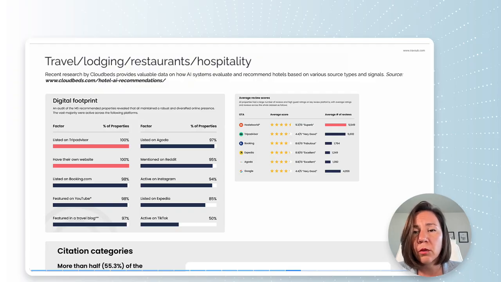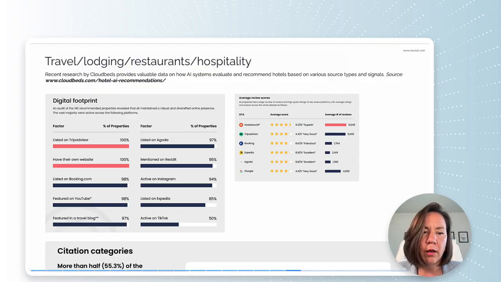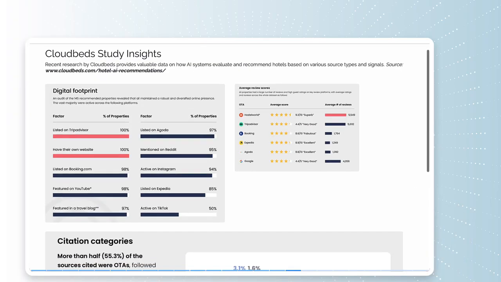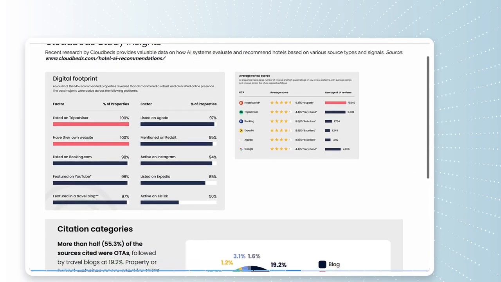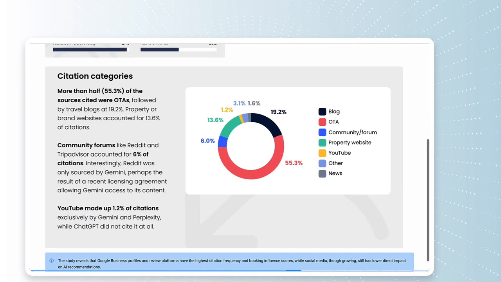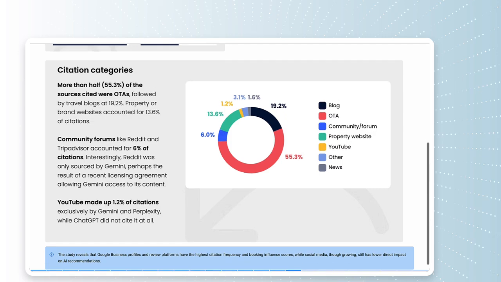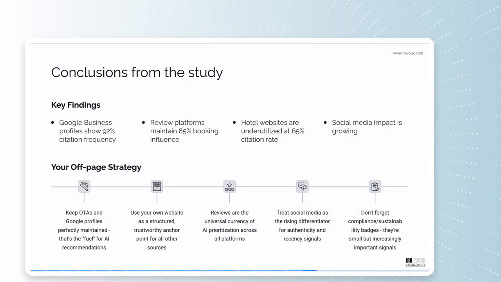This study reveals that Google Business Profiles and review platforms have the highest citation frequency and booking influence scores, while social media, though growing, still has lower direct impact on AI recommendations. If you'd like to take a screenshot, you can, or just go ahead and download this report yourself from the link that you see on the screen here. Bottom line for these types of businesses from this study: keep your aggregators and Google business listing profiles in parity and perfectly maintained. This is fuel for AI.